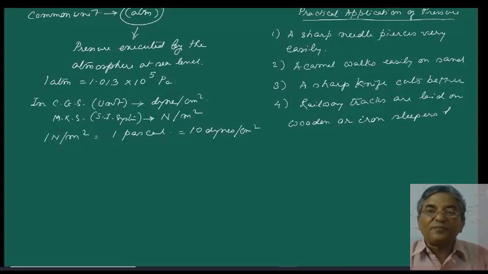A sharp knife cuts better. The same thing, the cross section of a sharp knife on the cutting edge is less than a blunt one. So force per unit area, when the force is fixed, area comes down, so the pressure automatically increases if the denominator decreases. Railroad tracks are laid on wooden or iron sleepers. It increases the surface area, so under heavy load, it does not go down.